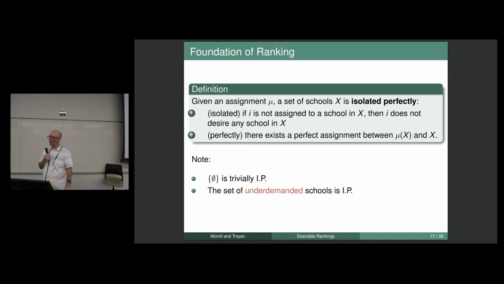So a couple of things to notice. First of all, the empty set is trivially isolated perfectly. But also, if there exists an under-demanded school, the under-demanded school itself will be isolated perfectly. But not only that, the set of under-demanded schools will be isolated perfectly. Nobody wants those schools, and they don't want the other schools because those schools are under-demanded. And so there exists a perfect assignment. Okay?